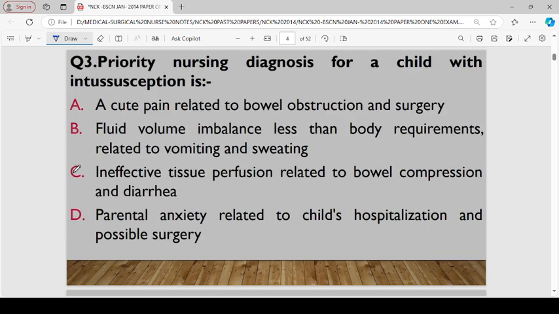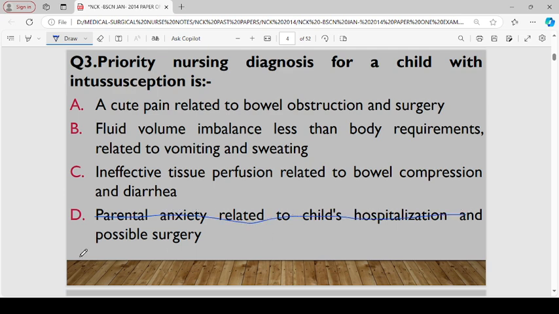Priority nursing diagnosis for a child with intussusception is, now we're talking of: acute pain related to bowel obstruction and surgery; fluid volume imbalance less than body requirements related to vomiting and sweating; ineffective tissue perfusion related to bowel obstruction and diarrhea; parental anxiety related to child hospitalization and surgery.